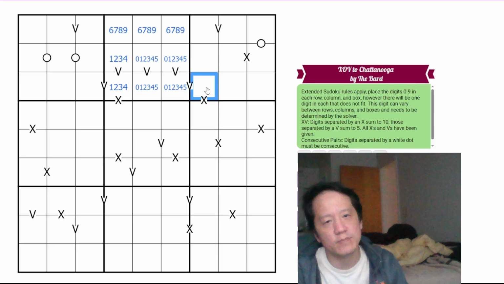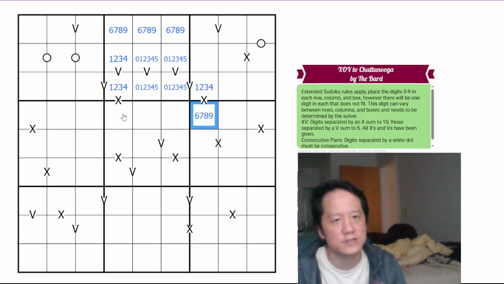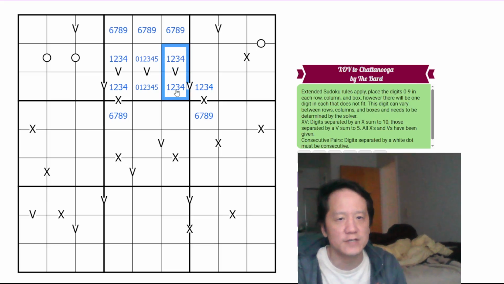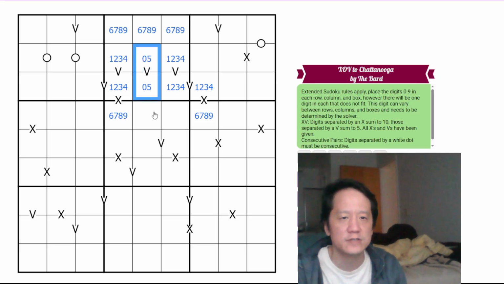This similarly must be 0 through 5, but again, 0 and 5 cannot be next to an X. So this is 1 through 4 next to 6 through 9. Which means this cannot be 0 or 5. This can't be 0 or 5 to add up to 5. Where is 0 or 5? It has to be this set. This must be 1, 2, 3, 4.